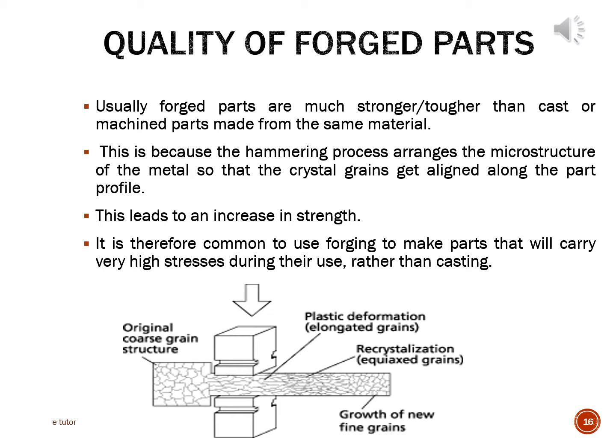As we discussed earlier, the quality of the forged parts is superior to the cast parts because after the forging process there is a change in the crystal structure. In the figure we can see the original structure is a coarse grain structure, and after forging and plastic deformation, elongated grains are produced along the part profile, and the recrystallization causes equiaxial grains and new fine grains, which makes them superior to the cast product.